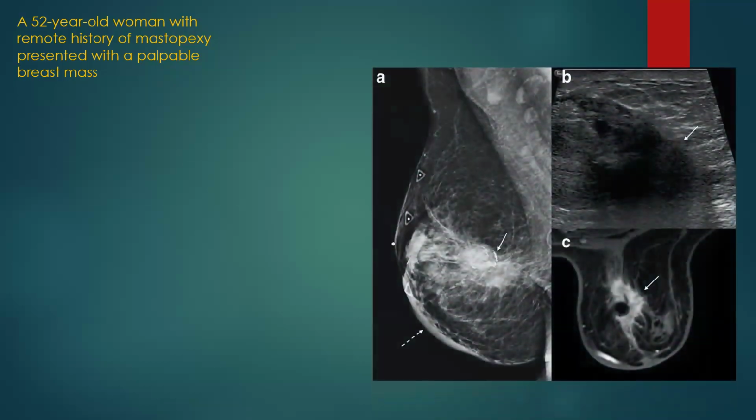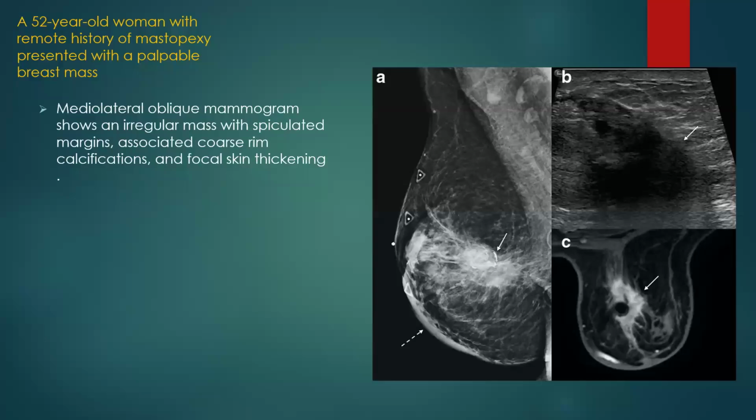We have a case of a 52-year-old woman with remote history of mastopexy, presented with a palpable breast mass. Mediolateral oblique mammogram shows an irregular mass with spiculated margins. You can see irregular mass with spiculated margins, associated coarse rim calcification, and focal skin thickening.